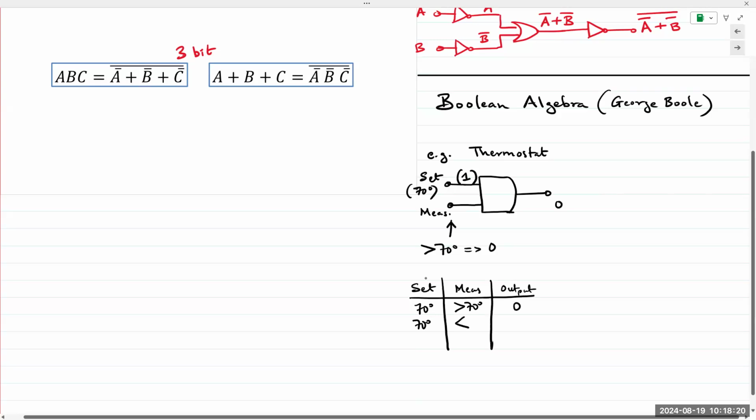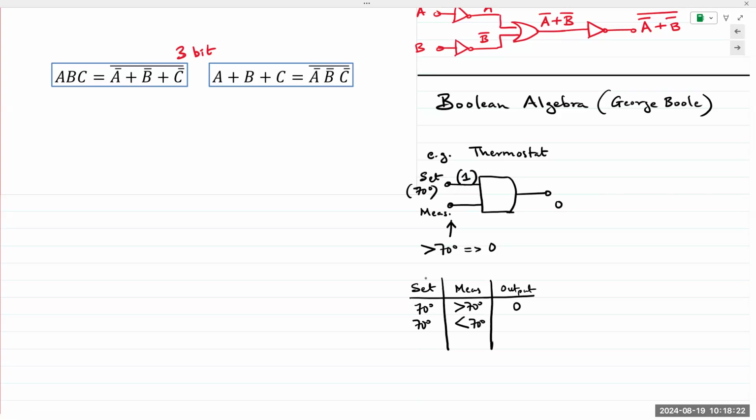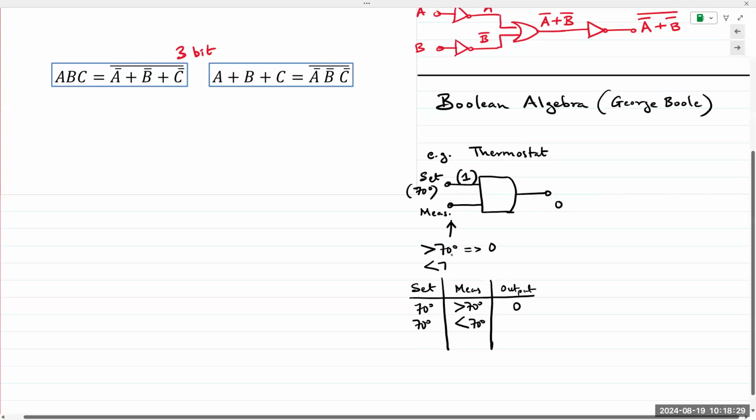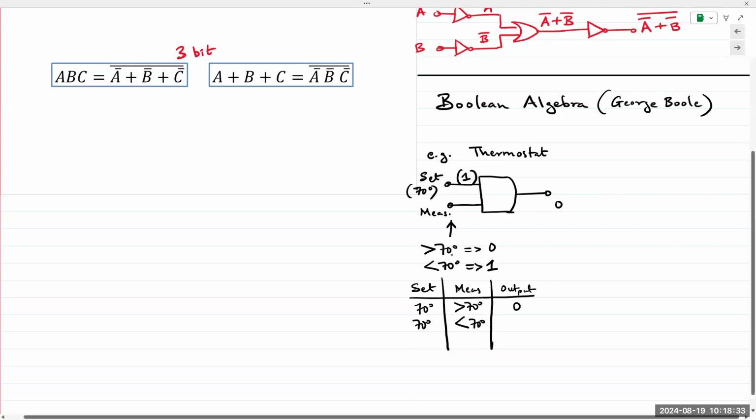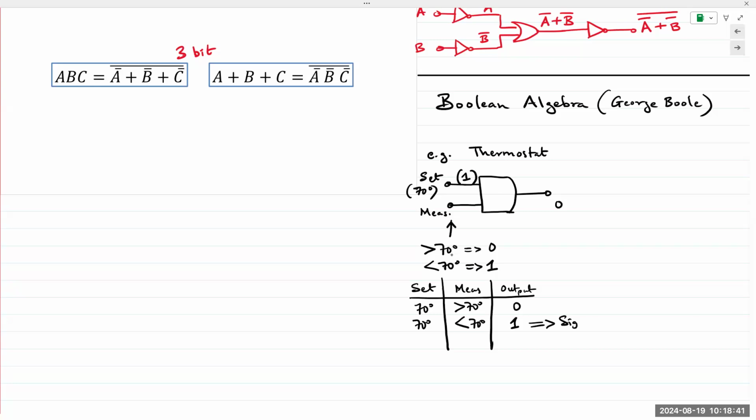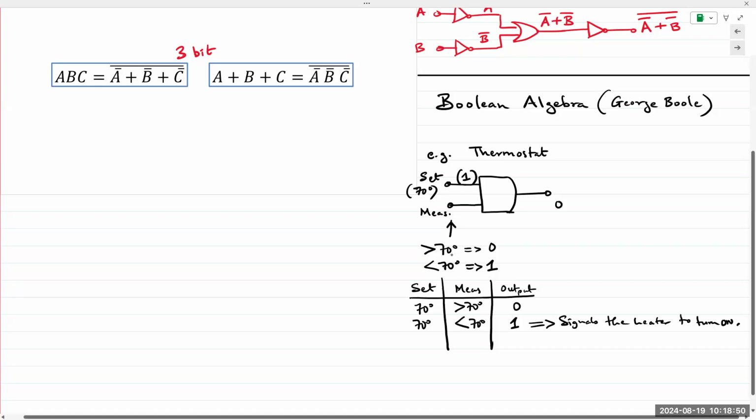Now your measured temperature goes to less than 70. We design the circuit in such a way that this sensor goes high, 1. And the output goes to 1. When the output goes to 1, it signals the heater to turn on. Heater to turn on.